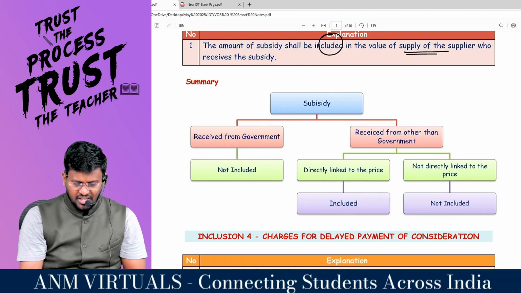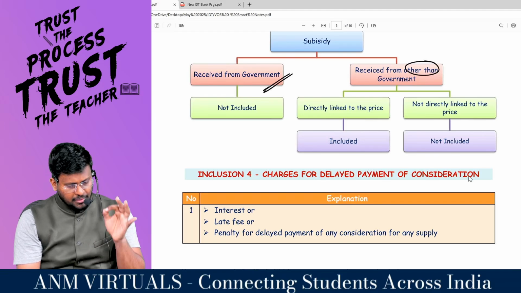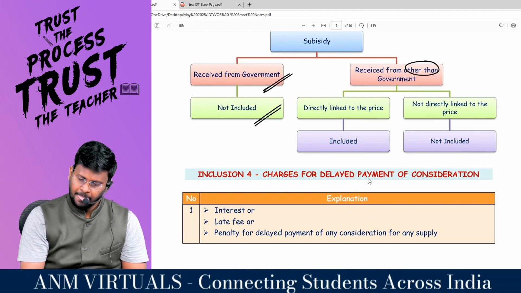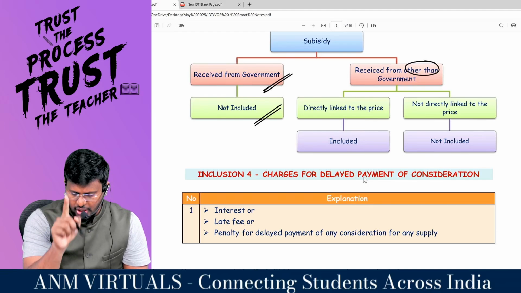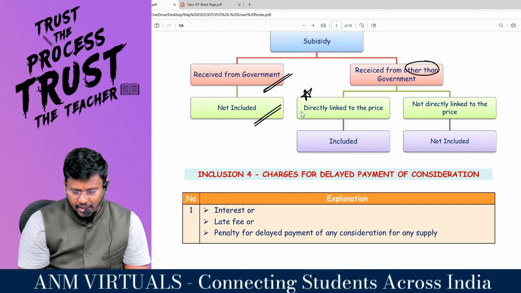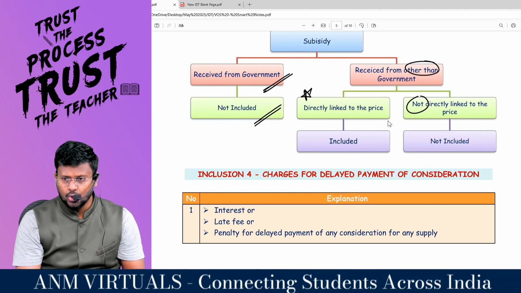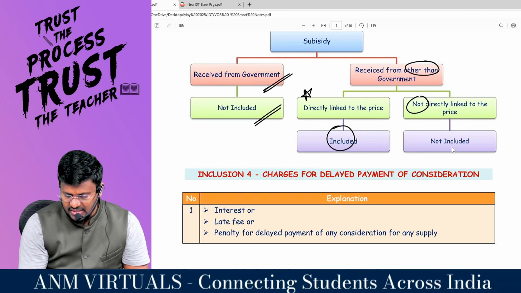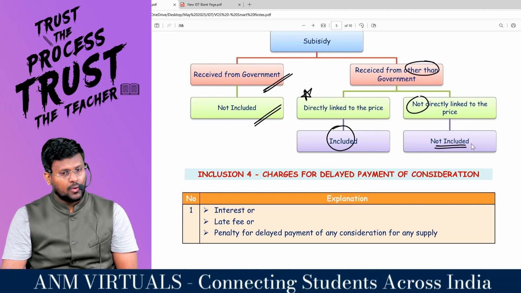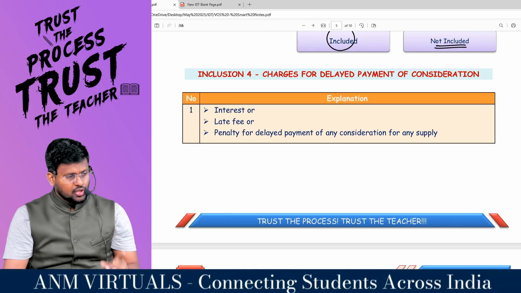Subsidy. So subsidy can be classified into how many categories? Subsidy can be received from government or received from other than government. If the subsidy is received from government, it will not be included in the value of supply. If the subsidy is received from other than government, you have to specifically check in the question whether it is directly linked to the price or not directly linked to the price. If it is directly linked to the price, then it should be included in the value of supply. If it is not directly linked to the price, then it will not be included in the value of supply. Comfortable?